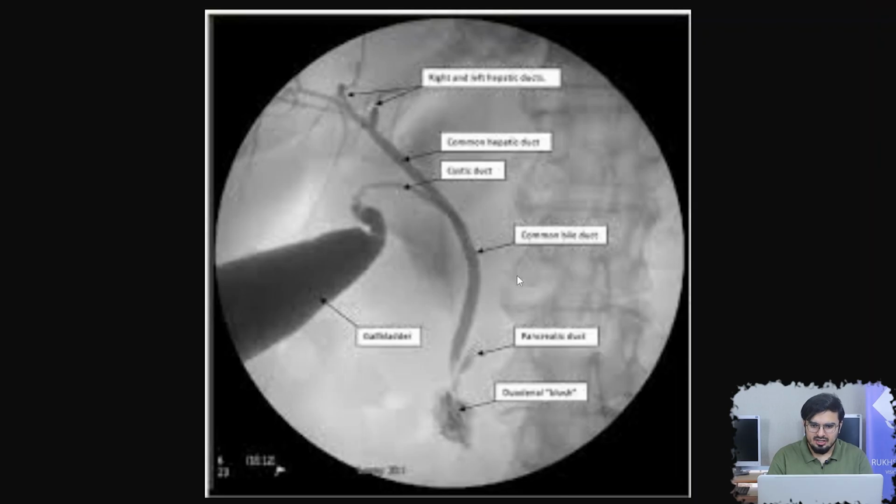The resolution of this image is not that good, but it's quite good in the fact that it outlines the left and right intrahepatic bile ducts, which then combine to form a common hepatic duct, and then combine with the cystic duct. This is the gallbladder, and here is the common bile duct combining with the pancreatic duct and opening at the level of sphincter of Oddi in the second part of duodenum.